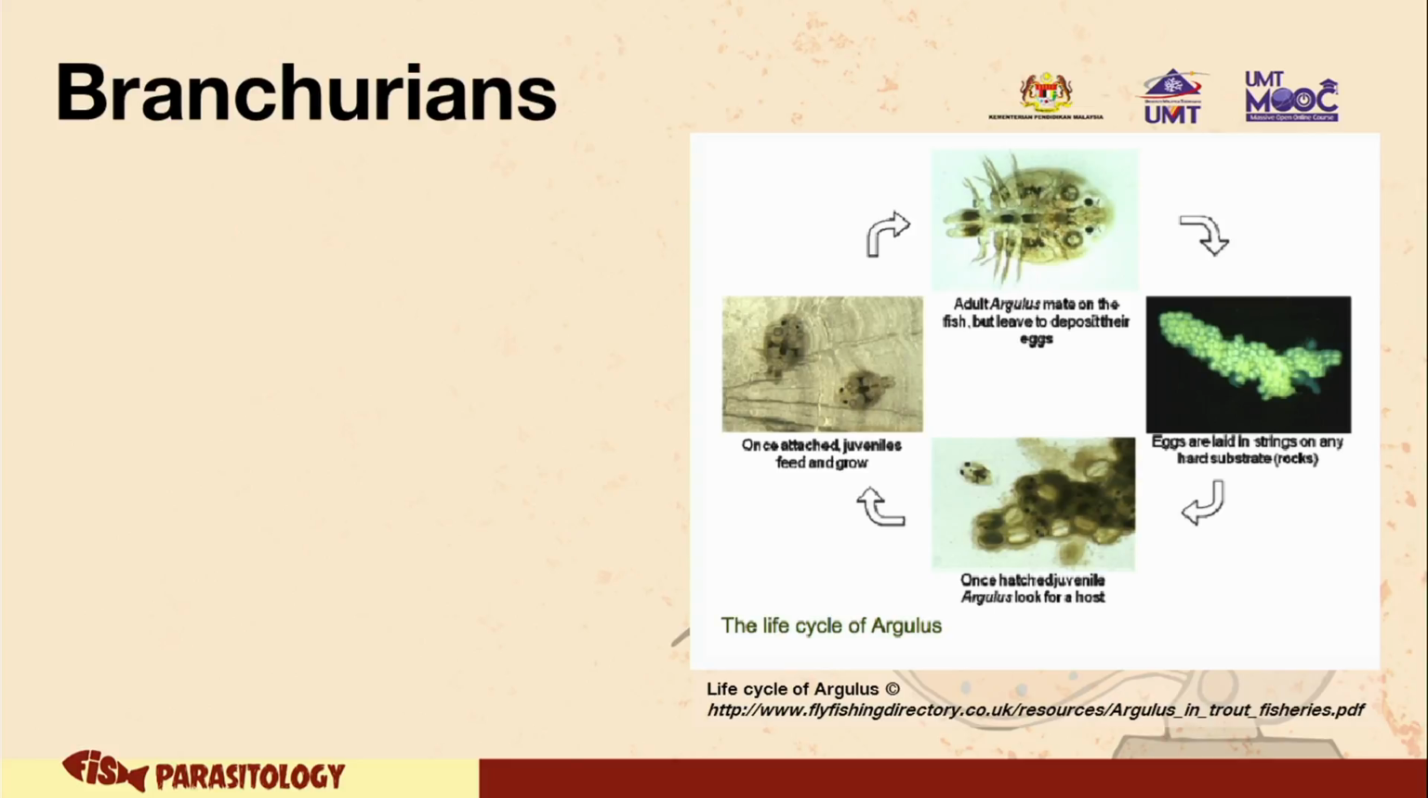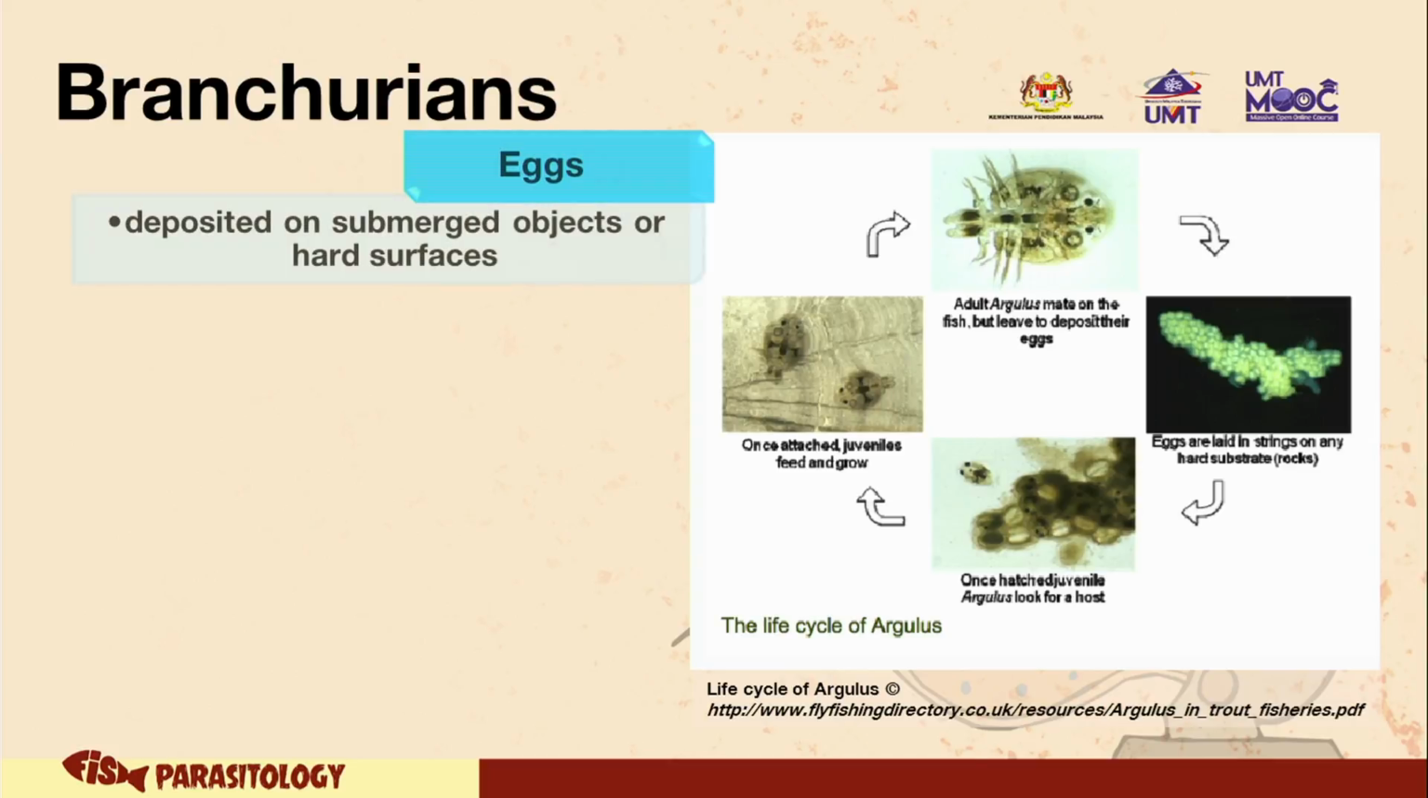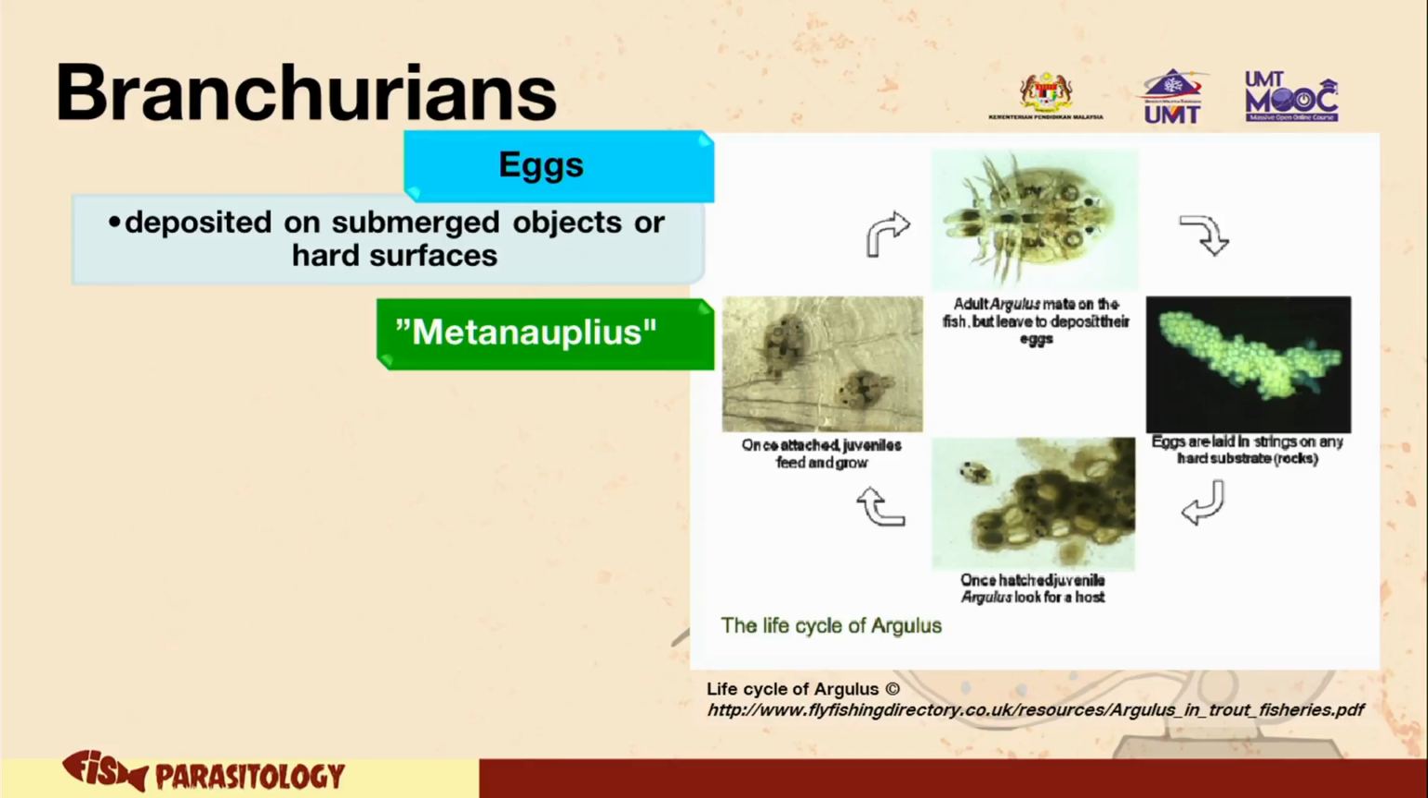Unlike other crustaceans, eggs are not carried by the females in egg sacs, but are deposited on submerged objects or hard surfaces. The larva of the fish louse has two main stages. In its newly hatched stage, it has been termed as metanauplius, like the nauplius of many other crustaceans, but with a swimming apparatus that is more developed.